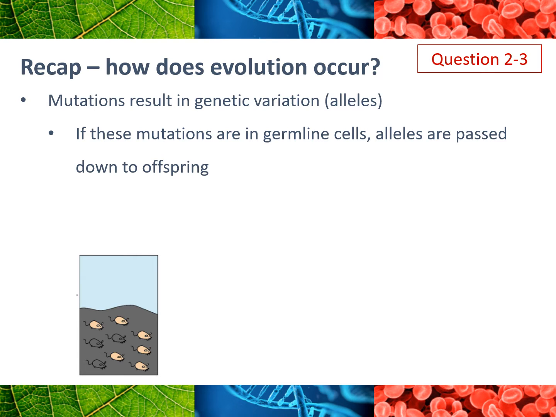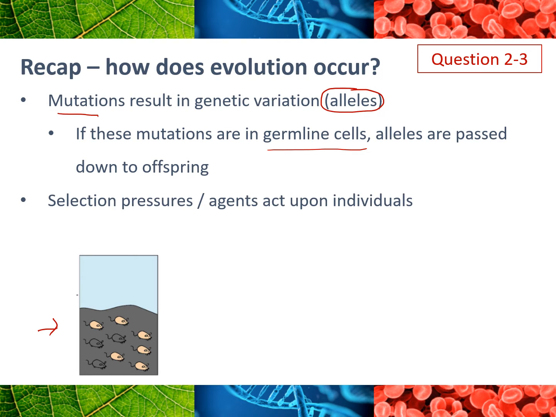I think before we move on, it's really good just to have a quick recap of how evolution occurs by natural selection, just to make sure a couple of these things have really stuck in. So the first thing is obviously remembering that mutations are the source of genetic variation. So we need to get changes to the DNA, which creates new alleles that mean we have some variation. So down here, we've got grey mice and brown mice. If these mutations occur in germline cells, so in cells that will become reproductive cells, then those alleles can be passed down to offspring.